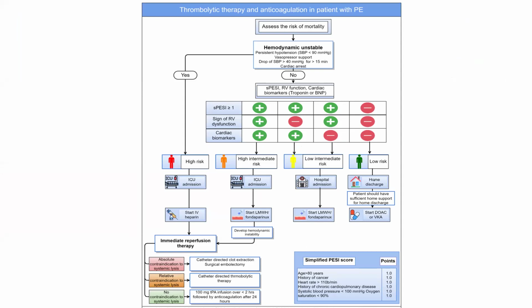If the patient has hemodynamic instability, which is defined as persistent hypotension, systolic blood pressure less than 90 millimeters of mercury, or the patient on vasopressor support, or a drop of the systolic blood pressure of more than 40 millimeters of mercury for more than 15 minutes, or the patient develops cardiac arrest. With any of these factors, the patient is considered a high-risk patient.